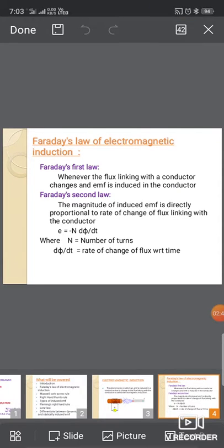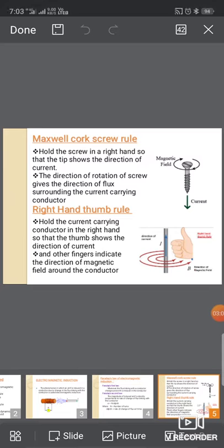The students may have a question: why is the sign negative? It's because the direction of induced EMF is always opposite to the applied voltage, which will be explained in Lenz's law. Next, Maxwell corkscrew rule.